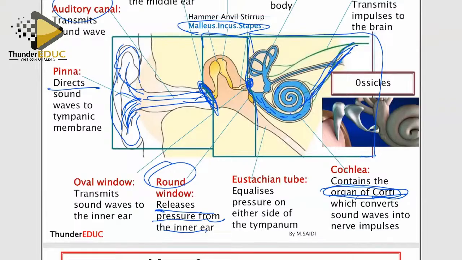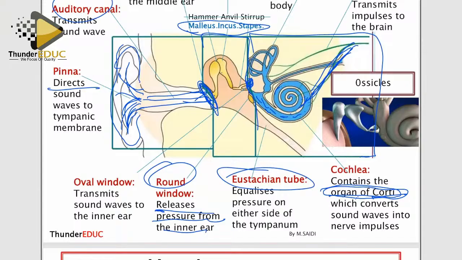And then now, this pressure inside must be maintained. When it is maintained, there is this tube which is called the Eustachian tube. I don't know how you call it. The Eustachian tube is the tube which helps to equalize the pressure on either side of the tympanic membrane.